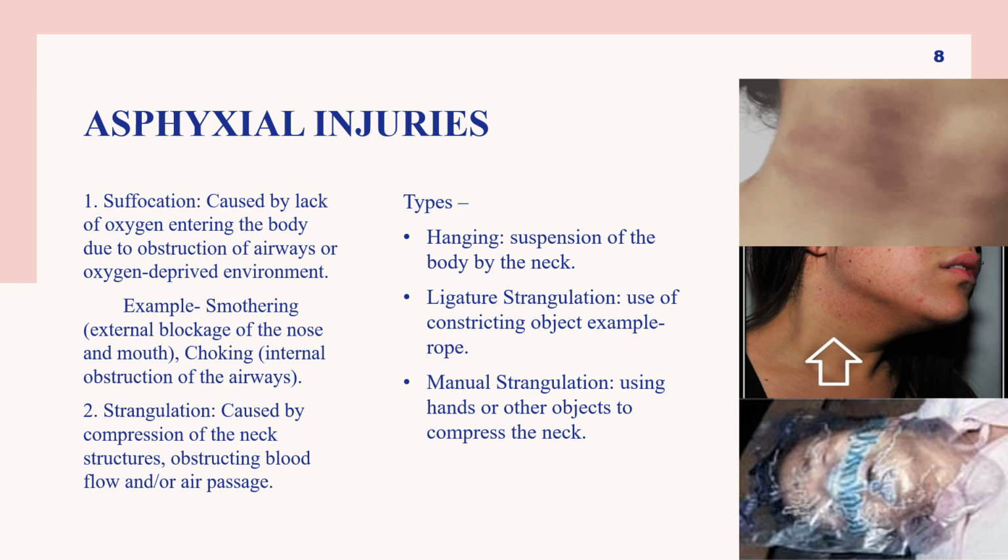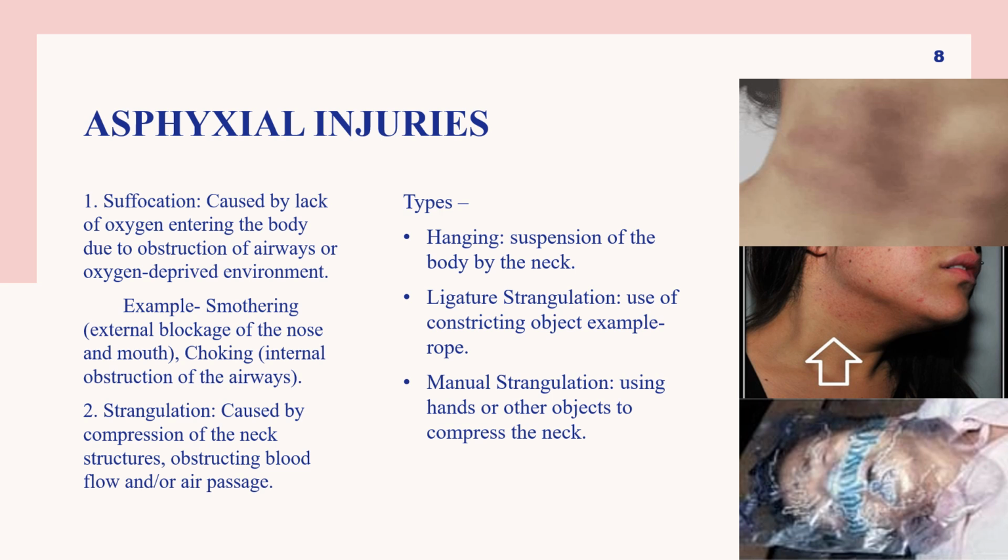In asphyxial injury, the first one is suffocation, caused by lack of oxygen entering the body due to obstruction of airways or an oxygen deprived environment. Example, smothering, external blockage of the nose and mouth, choking, internal obstruction of airways.